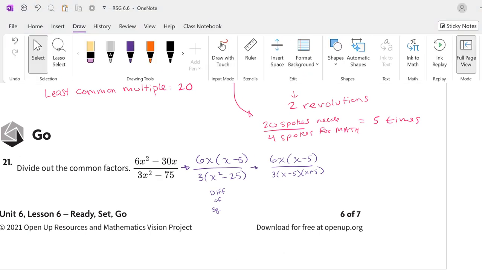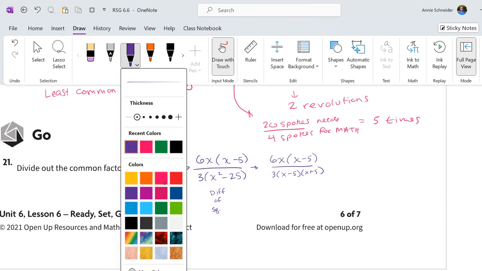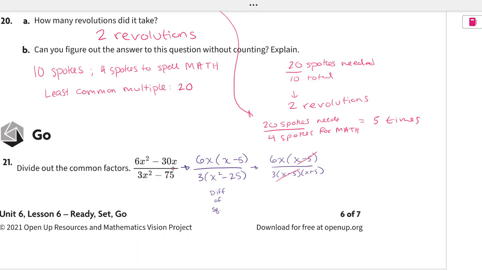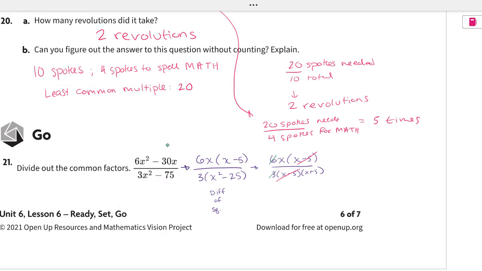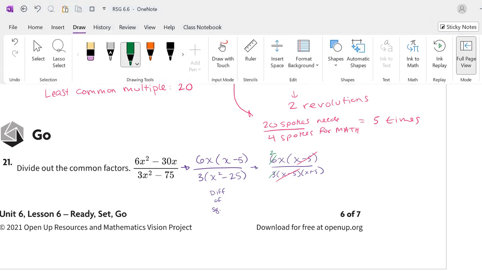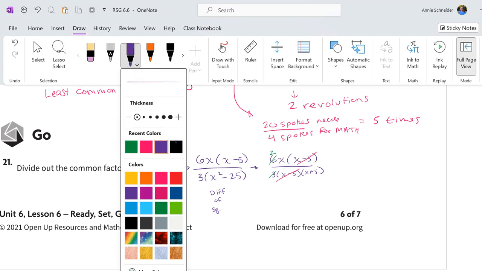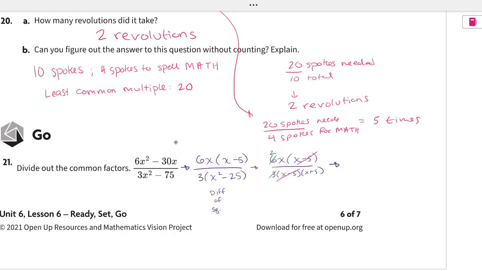So now let's find our common factors. We have these x minus 5 as factors in the top and bottom. So those can certainly reduce. And 6 and 3, well, 6 divided by 3, we end up with just a 2. I'm going to put it on top instead. So that our final answer, after we divide out the common factor, is 2x divided by x plus 5.